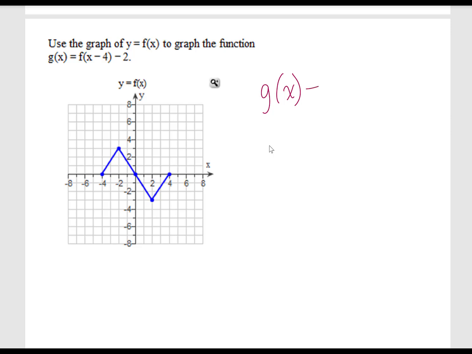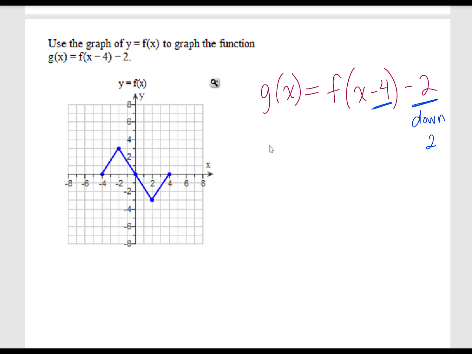So y equals f of x is our original function. Then in g of x, we have f of x minus 4, minus 2. This minus 2 is outside of the function. It's not housed in with x, so it's going to affect my y's, up or down movements, and y's are true to their sign, so down 2 units.